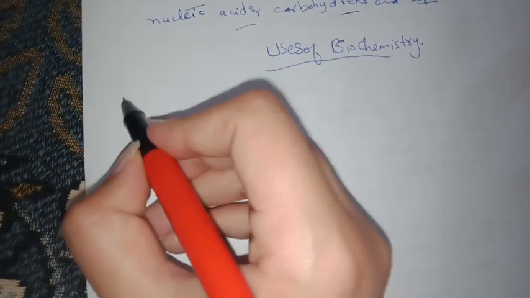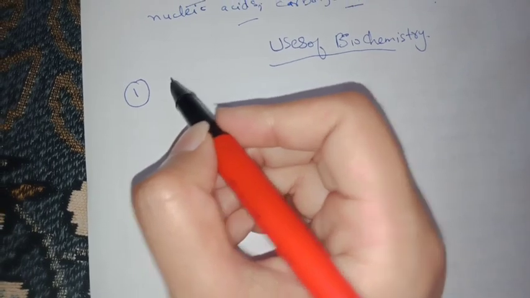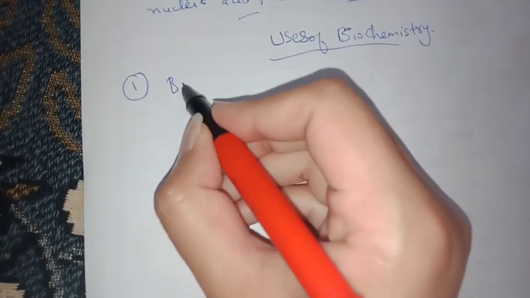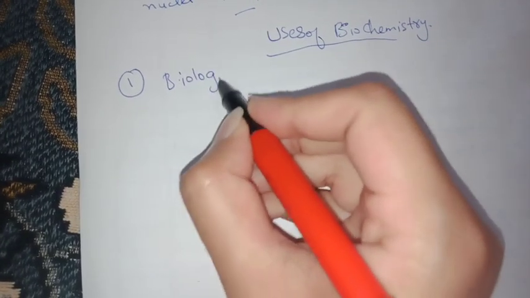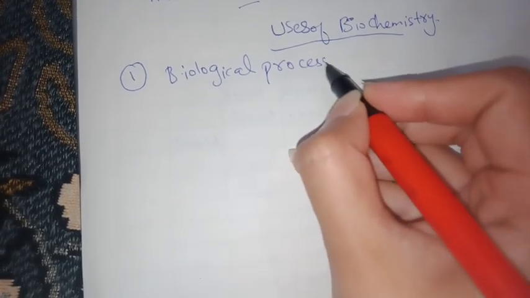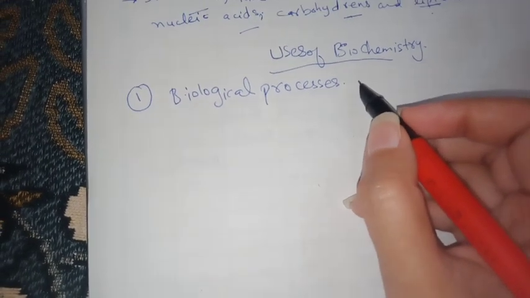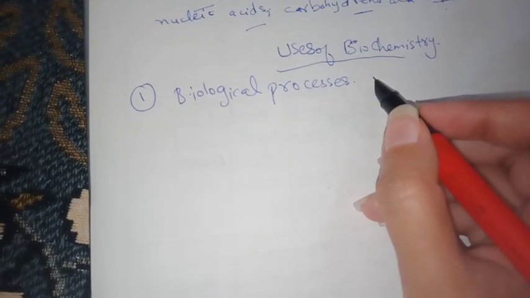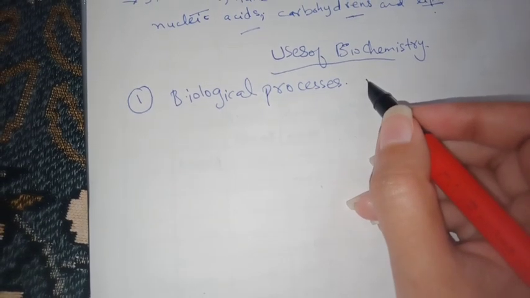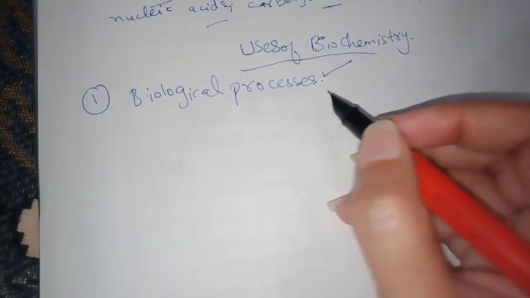So number one use of biochemistry is that biochemistry is used to learn about the biological processes. We will learn about biological processes through biochemistry. As I have already told you, biochemistry tells us about different chemical and metabolic processes that are taking place in our body. So biochemistry is used to learn about biological processes which take place in cells and living organisms.